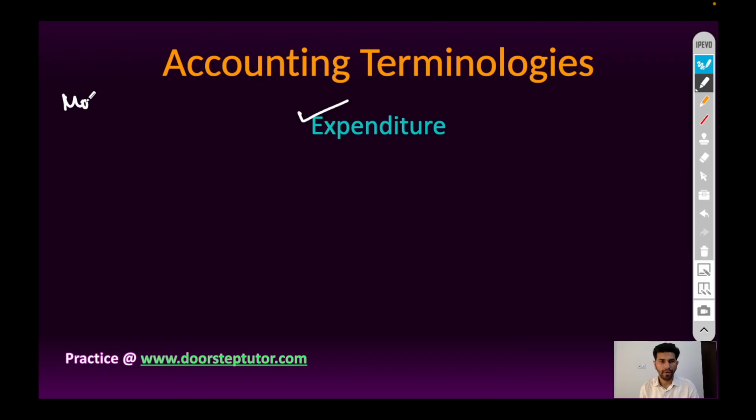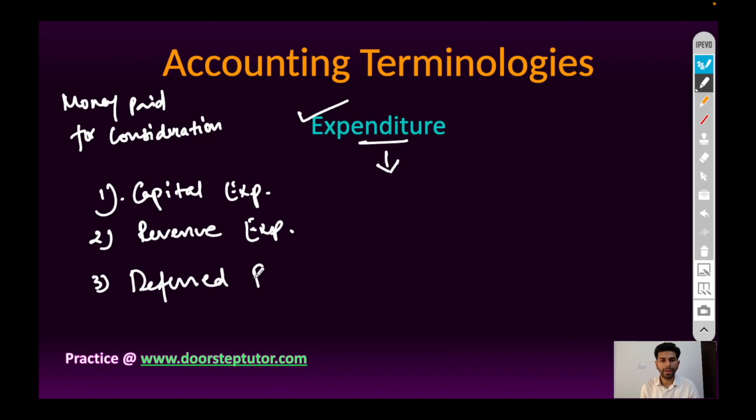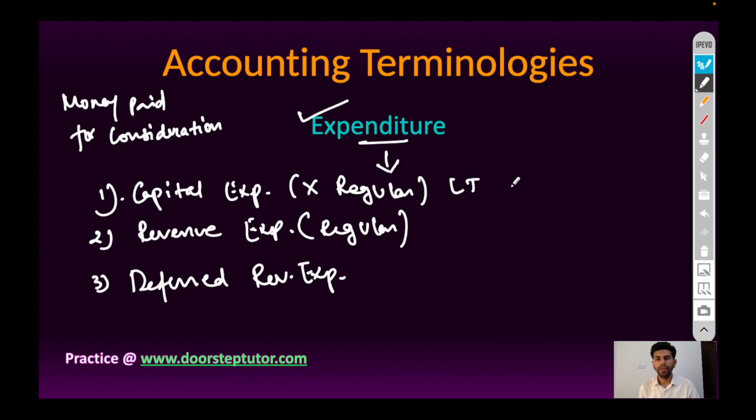Expenditure: money paid by a business for consideration is called expenditure. There are three types of expenditure: capital expenditure, revenue expenditure, and deferred revenue expenditure. Revenue expenditures are regular in nature. Capital expenditures are not regular in nature and are long-term expenditures.